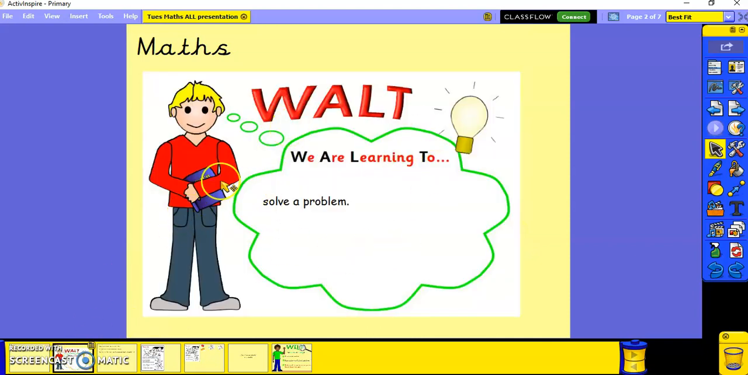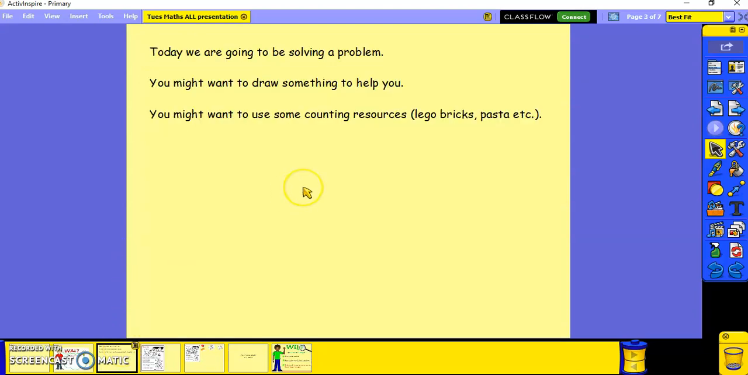Right, so for today's maths lesson, we are learning to solve a problem. So you might want to use some things to help you today. You might want to draw something to help you with your workings out. You might want to use some counting resources, so Lego bricks, pasta, beads, anything at home or in the classroom that would be useful to you. I'm going to explain the problem and show you some different ways of working it out before you go off and find your resources today.